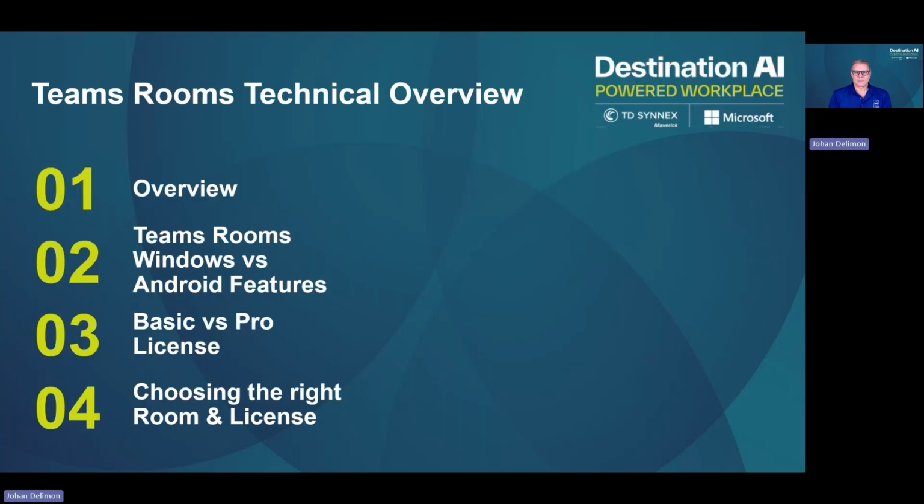So first of all, we're going to have a little overview about the Teams rooms. Then we're driving into the differences between the Windows and the Android features. Same for the basic versus the Pro license features. And then we'll have a summary, one big table where you can decide, okay, this is the right thing for me to do, to choose the right room and the license.